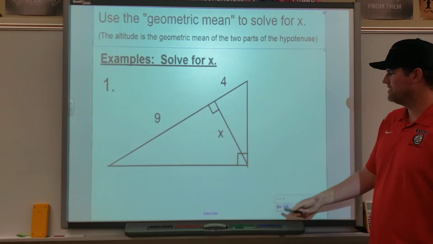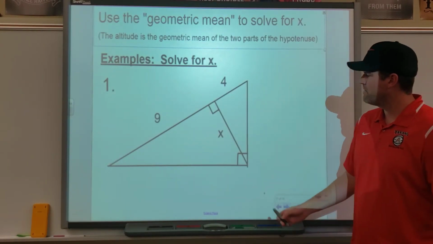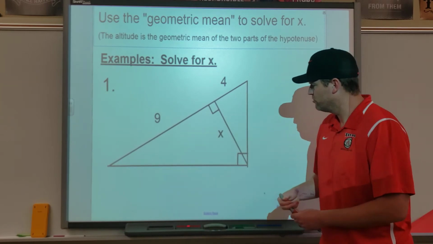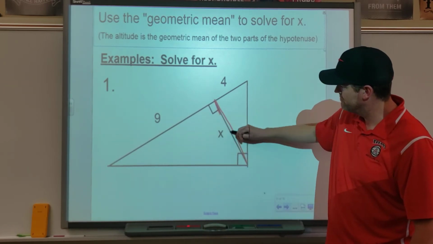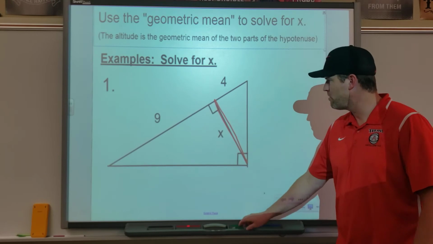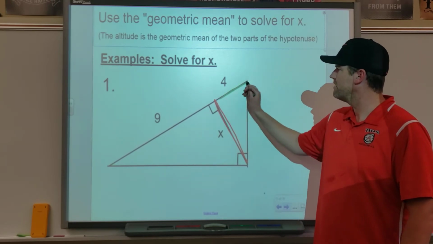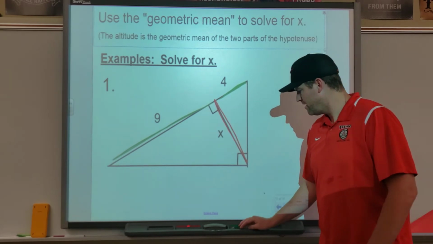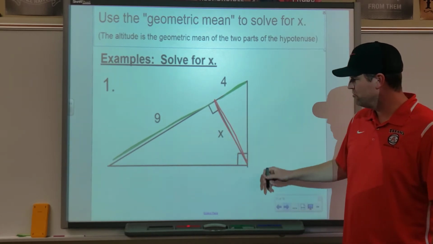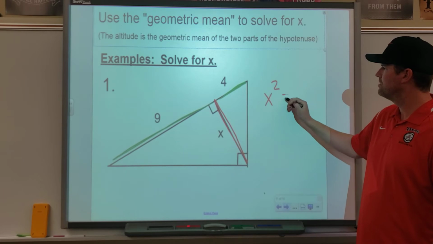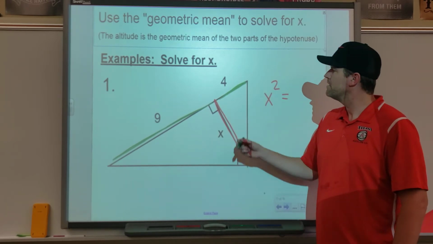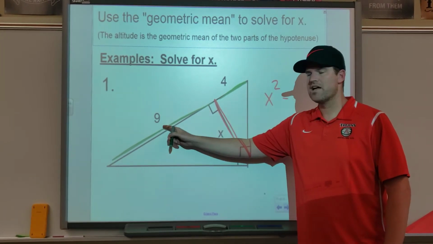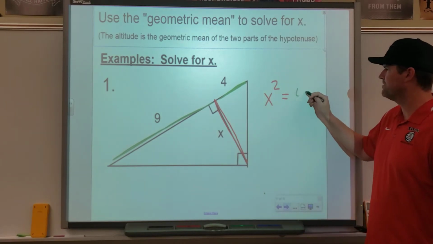So here's how we can do it nice and quick. If I recognize that I have the altitude, right? This is the altitude. And I have both parts of the hypotenuse. I've got 4 and 9. I know that the altitude squared will equal part of the hypotenuse times the other part of the hypotenuse.